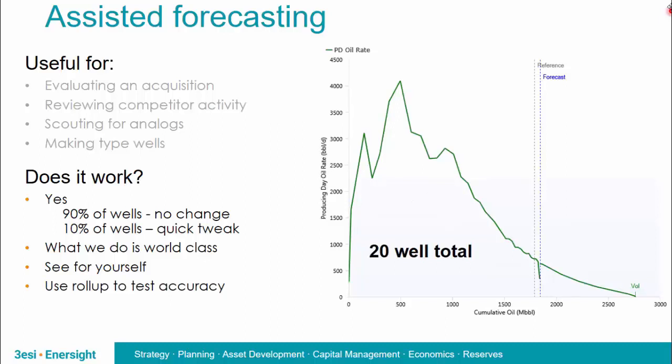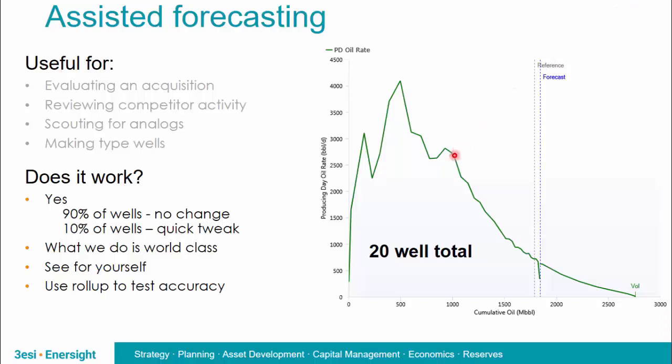I hope you found no more than 2 or 3 wells that you thought really needed tweaking. This chart that you're looking at now is a roll-up. It's a sum of all 20 wells. We use this as a quick check for the auto forecasting so that you can decide whether you need to dive deeper into the wells for tweaking.